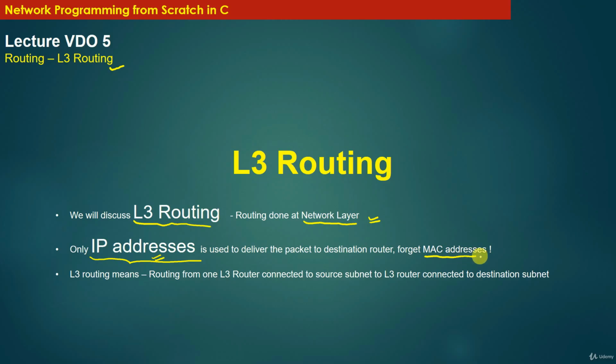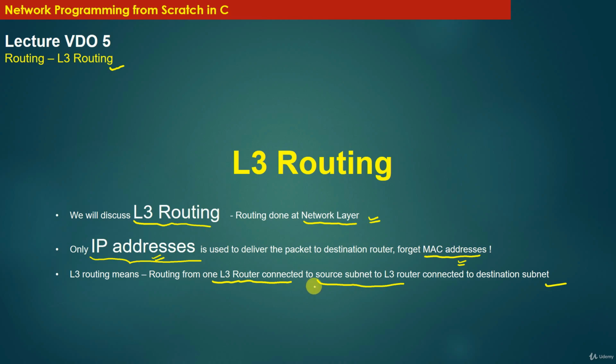The MAC addresses are completely out of the question. They simply do not play any role in L3 routing. MAC addresses are restricted only to layer 2 routing, right? So layer 3 routing means routing done from one layer 3 router, which is connected to the source subnet, to a layer 3 router connected to the destination subnet. So always remember that layer 3 routing is all about routing a packet from one subnet to another subnet, right?